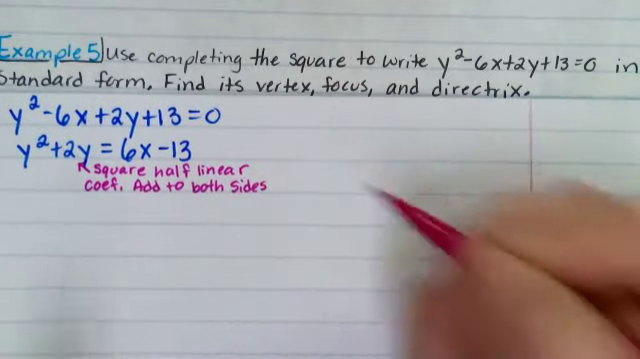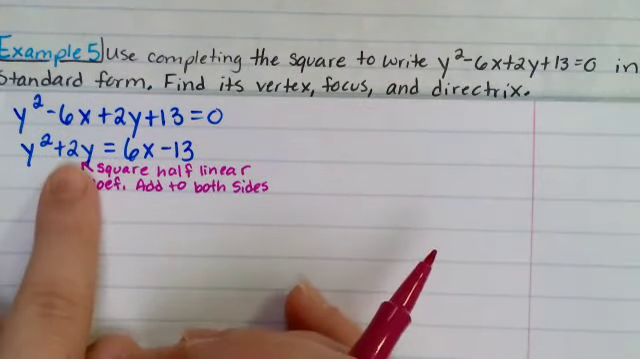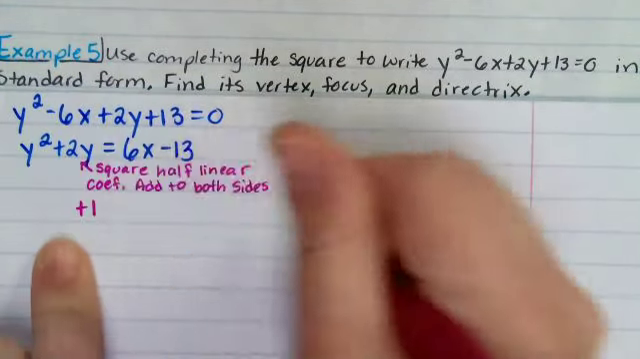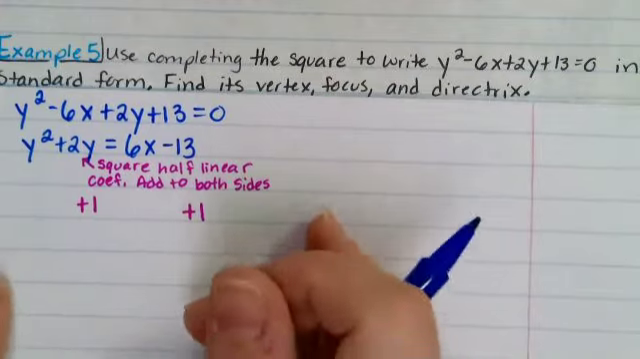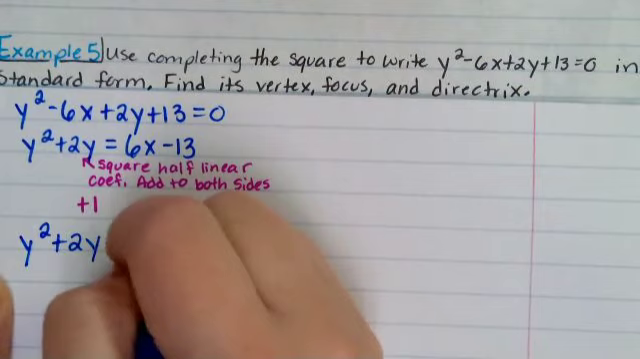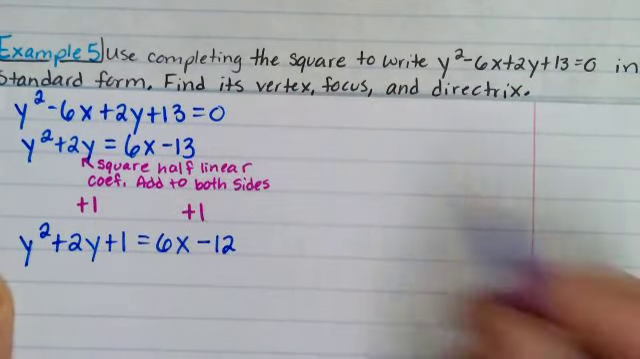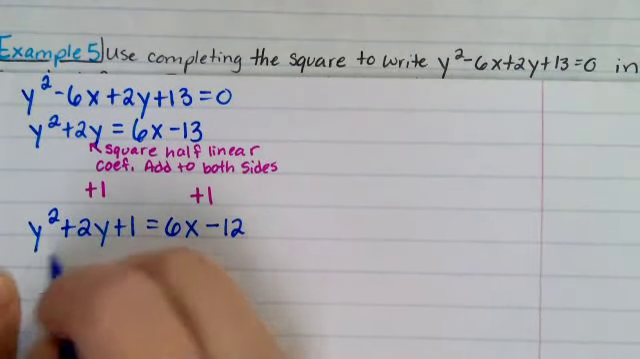Okay, just as a little note to what did I do here? Half of 2 is 1. 1 squared is 1. So I need to add 1 on both sides of my equation. It has to happen on both sides, otherwise the equation does not stay balanced, right? But this is the magical step that allows us to complete our square. Negative 13 plus 1 is negative 12. Awesome. Now I should be able to factor this.